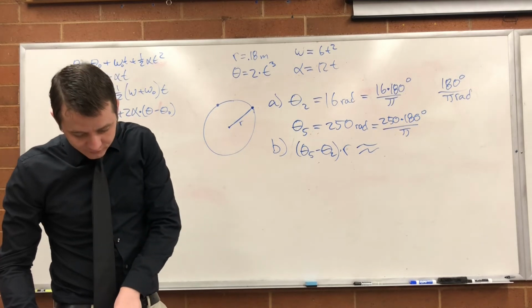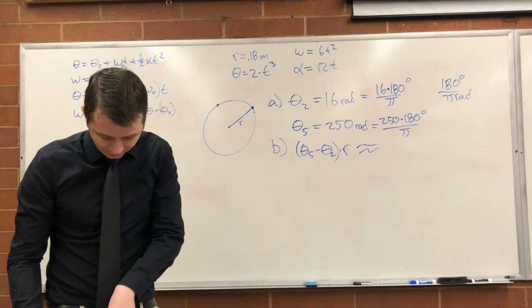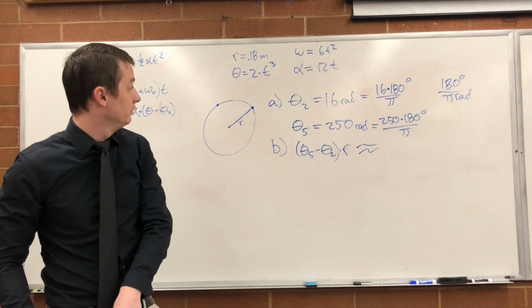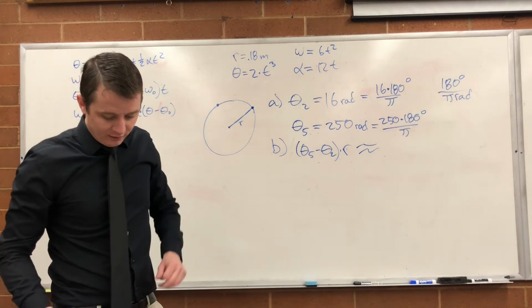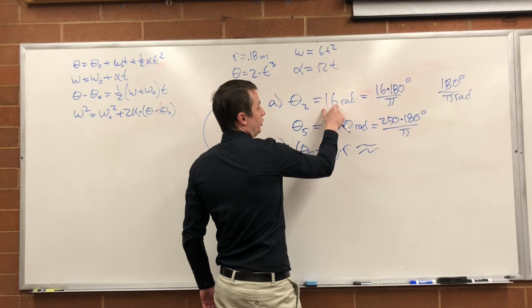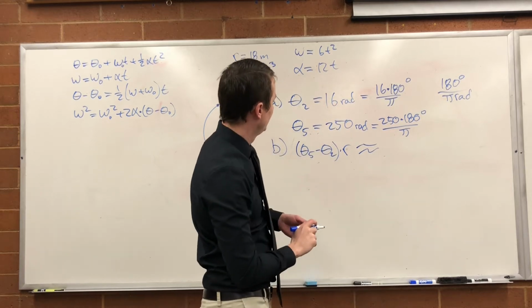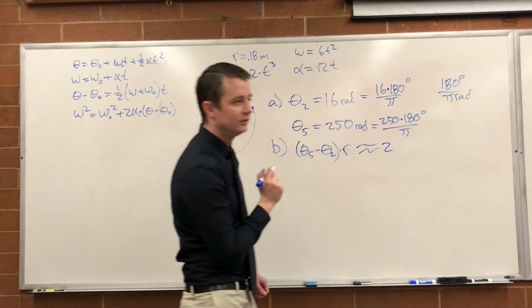Good? I guess we can check our ones that we don't convert to degrees. 16 radians, 250 radians. Okay, we got that right. So I guess we can kind of get a feel for this one. 250 minus 16, what's that? 214? No. Try that again.